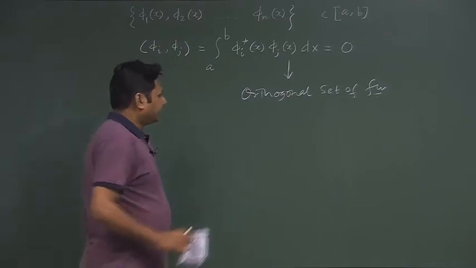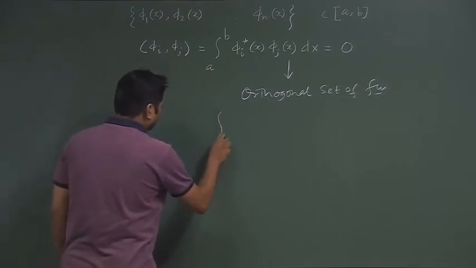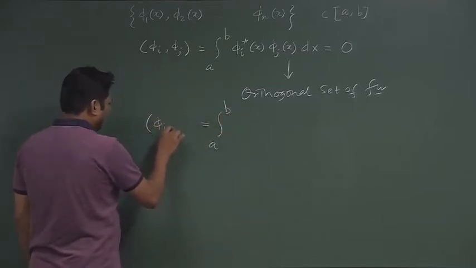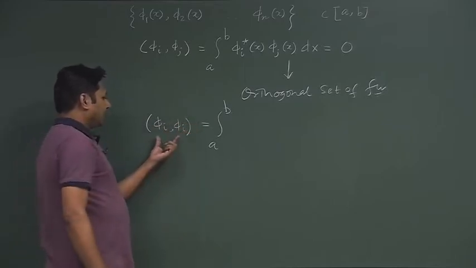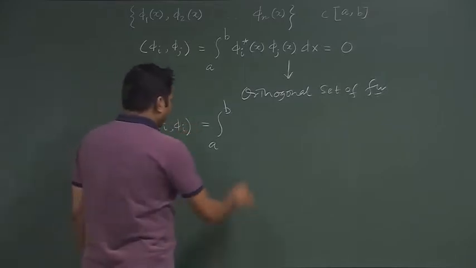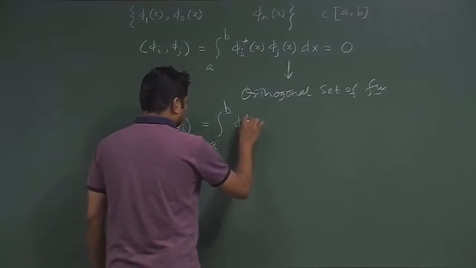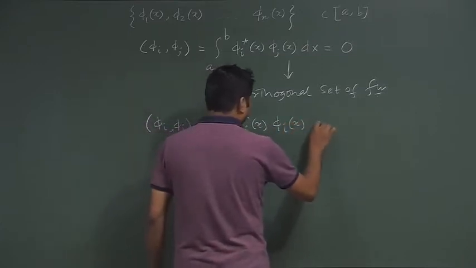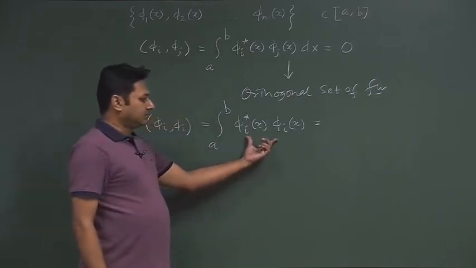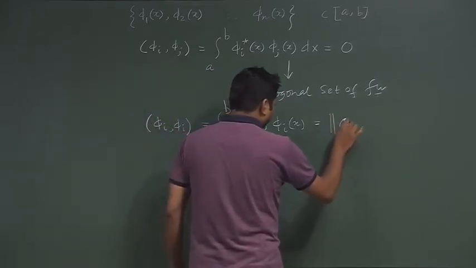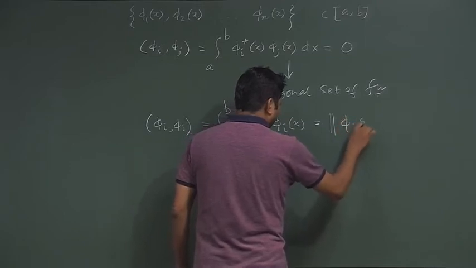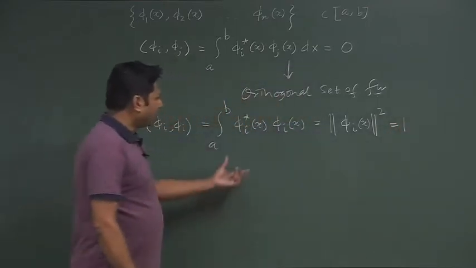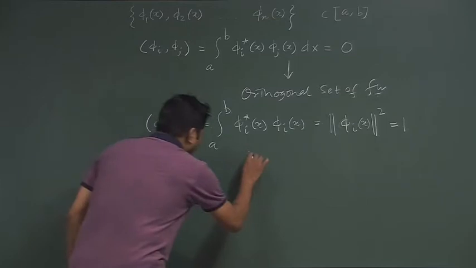Now, apart from that, if they have this property also, now I am taking the same two functions with the inner product, and on the right hand side, according to the definition, if this quantity, which we normally define as the norm of the function, is 1, then we call these functions normalized.